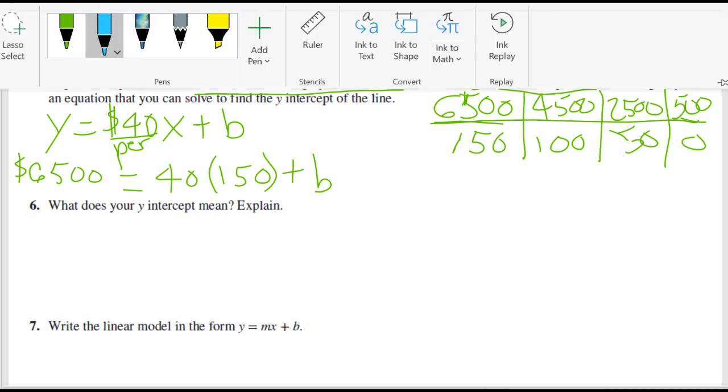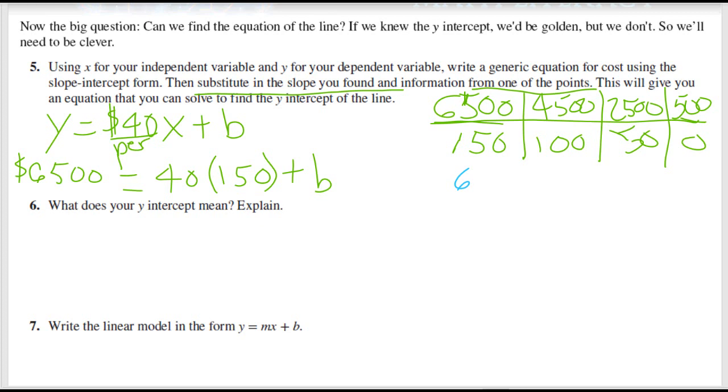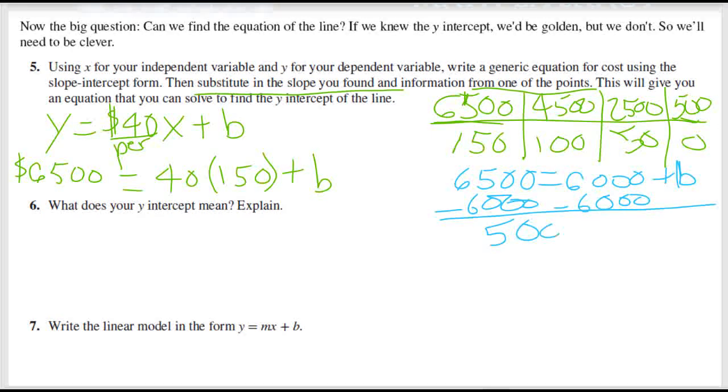I'm going to use a different color. So I have 6,500 equals 6,000 plus B. When we solve our equations, we subtract 6,000 from each side. We would have 500 equals B. And that's a good way to find the y-intercept. A lot of times it's hard to do a table because you don't have even numbers like we had here. It helps when you have even numbers. Okay? Restart the video once you've answered question 6.